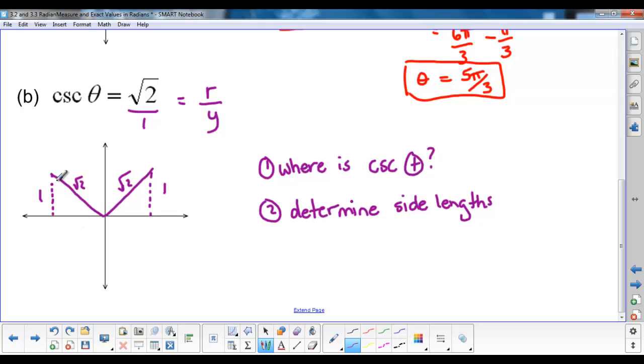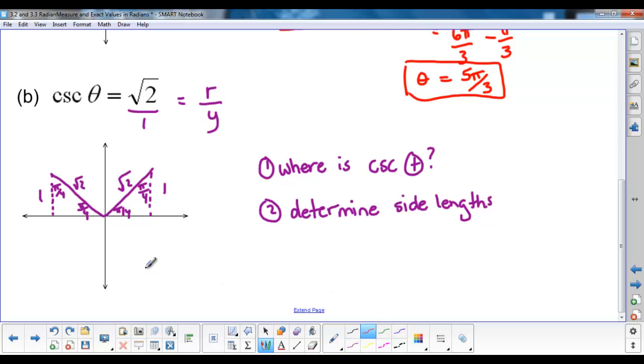Again, this is the beginnings of a special triangle. Which triangle has a side length of 1 and a radius, or hypotenuse, of root 2? Well, that would be the 45, 45, 90 triangle. So that tells me that this angle here is pi by 4, and so is this one. And it goes for both triangles.